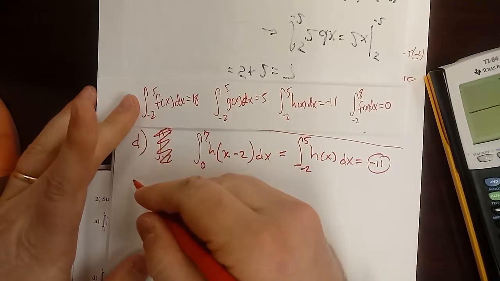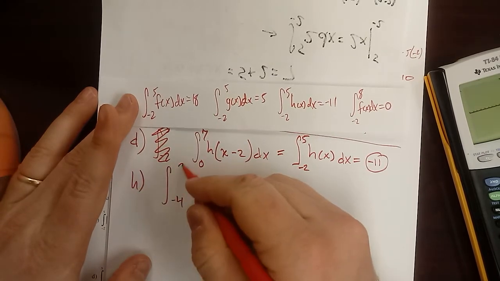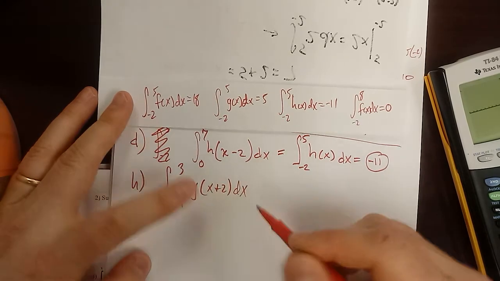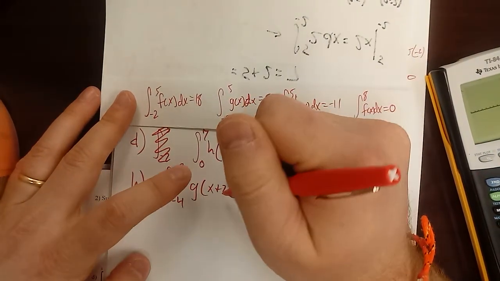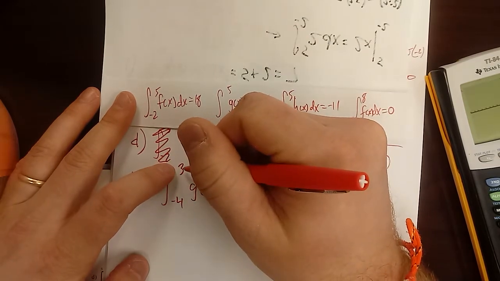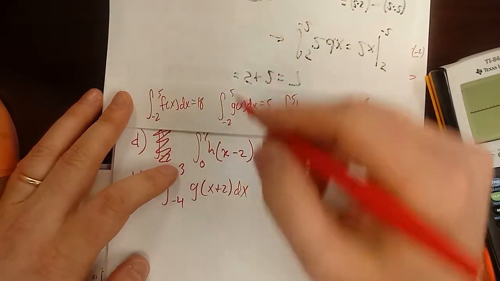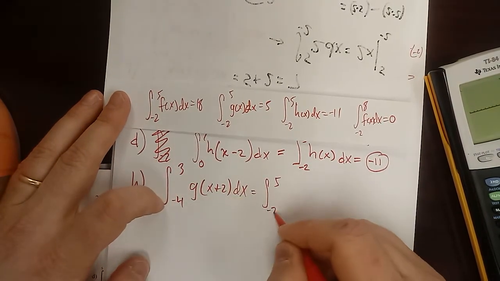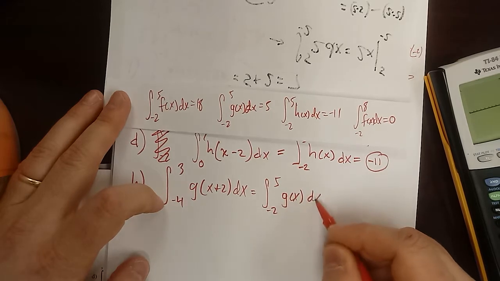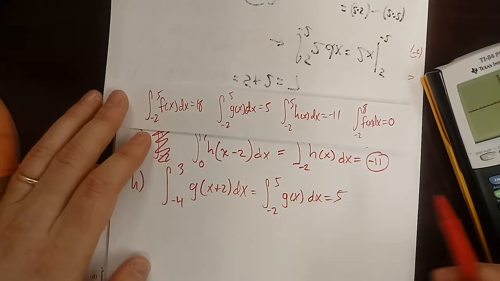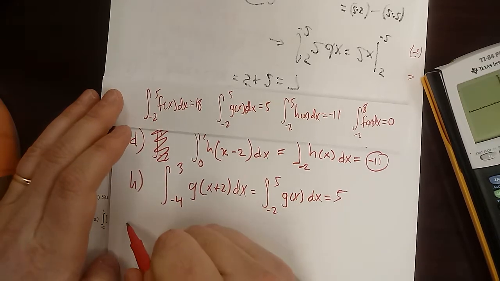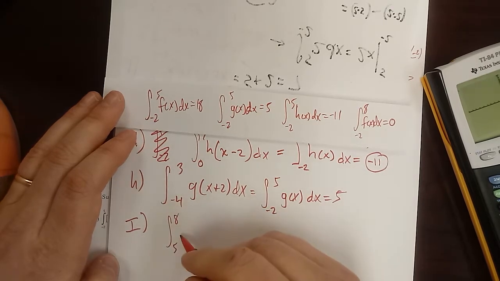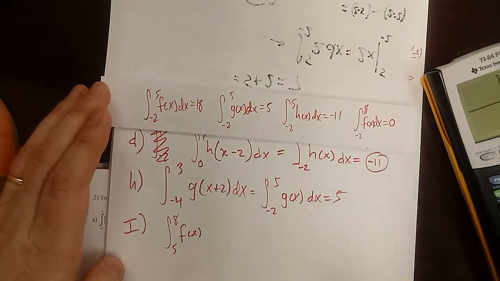Now the next one says from negative 4 to 3, g of x plus 2 dx. So this one's moved 2 to the left. If we think about this, what if I moved 2 to the left to get a bound of 3? We'll move back to the right 2, and we get 5. Move back to the right 2, we get negative 2, and that's g of x. That's when we know it's 5. So then we get I, and I is the first one.